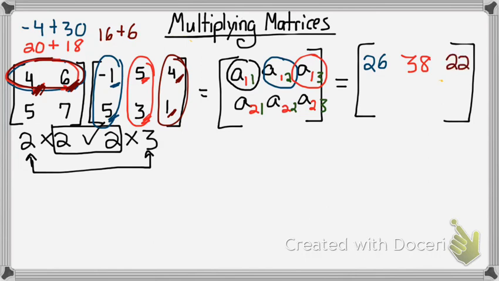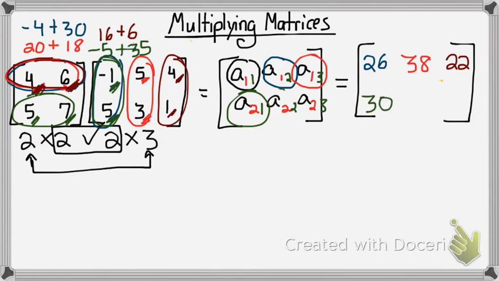All right, now let's look at the next element, the first element in the second row. This is telling me to take the second row, first column. I'm multiplying 5 times -1 to give me -5, and 7 times 5 to give me 35. And then when I add those together, I get 30.